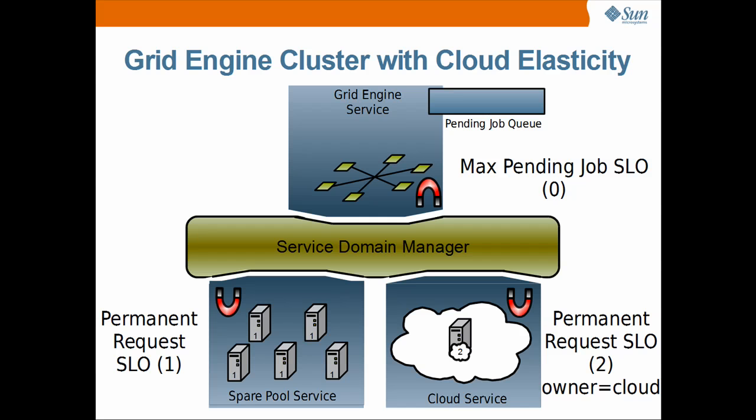Let's summarize what happened in the SDM system. At the beginning, the cluster was empty and no job was queued in the pending queue. 5 resources were located in SparePool service and 1 resource is present in started cloud adapter. We submitted 5 jobs that queued up in the pending queue, and the max pending job SLO requested 5 host resources with the urgency of 10.